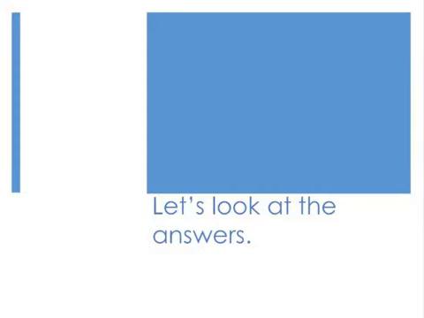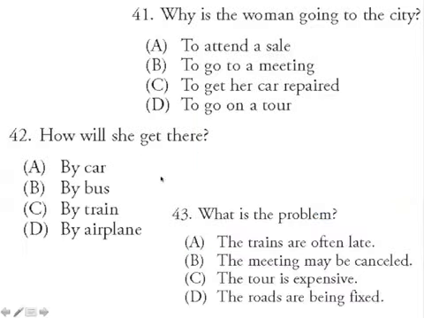Okay, now let's go ahead and take a look at the answers. So, in question 41, why is she going to the city? The answer is B, to go to a meeting. 42, how will she get there? C, by train. Question 43, what is the problem? The answer is D, the roads are being fixed.